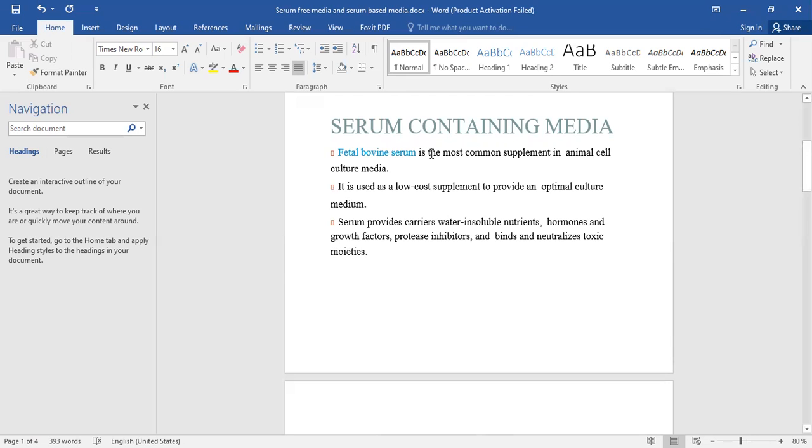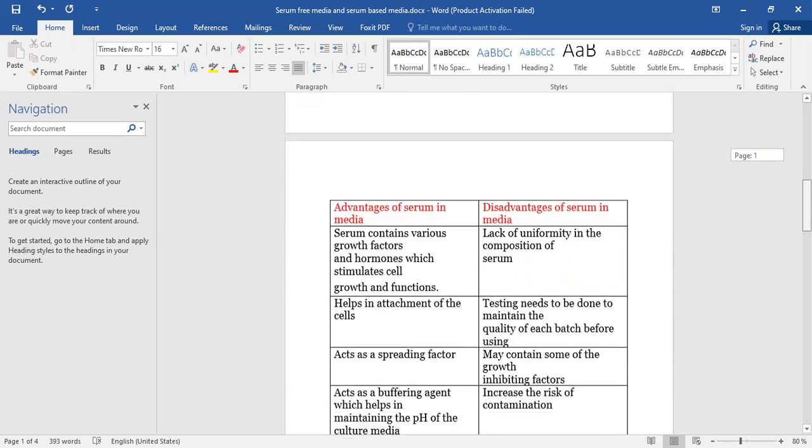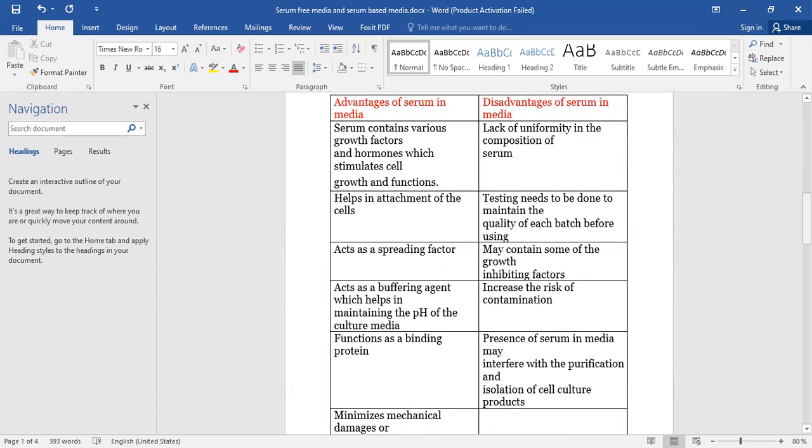Fetal bovine serum is the most common supplement used in the serum containing media, and it is used as a low cost supplement. Serum provides different types of nutrients, hormones, growth factors, protease inhibitors, and it also neutralizes some toxic moieties. So what are the advantages and disadvantages of serum in the media? Serum contains various growth factors and hormones which stimulate cell growth. And what is the disadvantage? It does not have uniformity in the composition. The composition of media will change after addition of the serum.